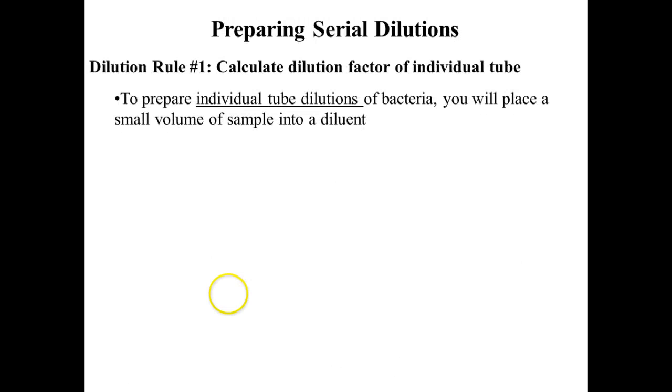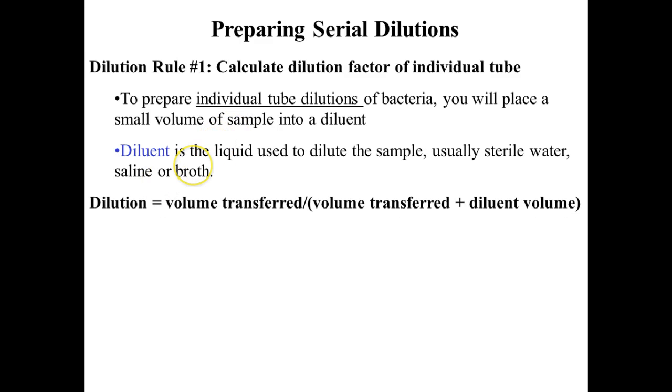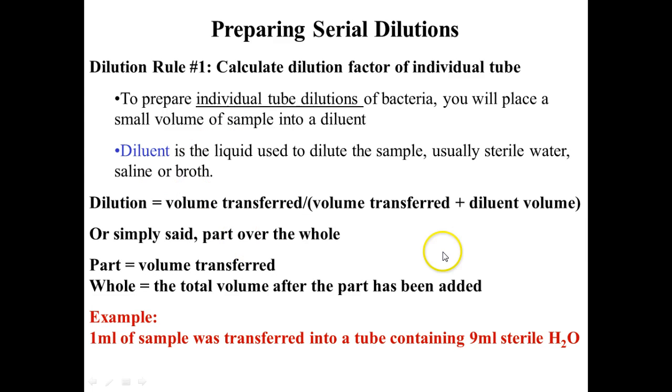So let's look at dilutions. The first rule for dilutions is we have to know what the individual tubes are. And today we started out with 9 mils and we added 1 mil. So our total volume was 10. So 1 mil into 9 mils gives us a total of 10.